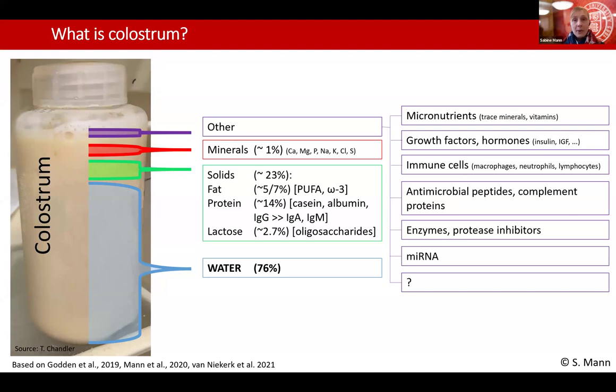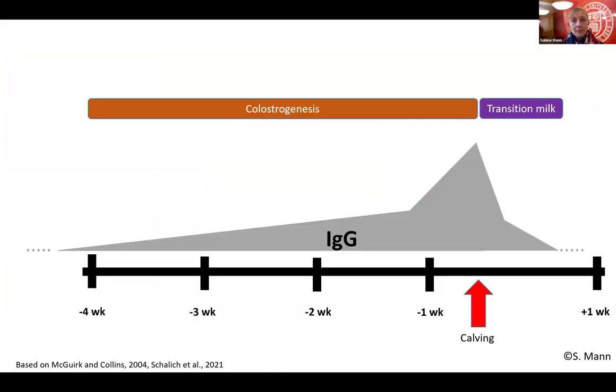And then different other components that we're actually still discovering and trying to figure out what the role of these components is in the growth and health of the calf. So with this, just a quick reminder of when do we actually have colostrum production happening. As you know, colostrum is being produced during the dry period, and we call this process colostogenesis.